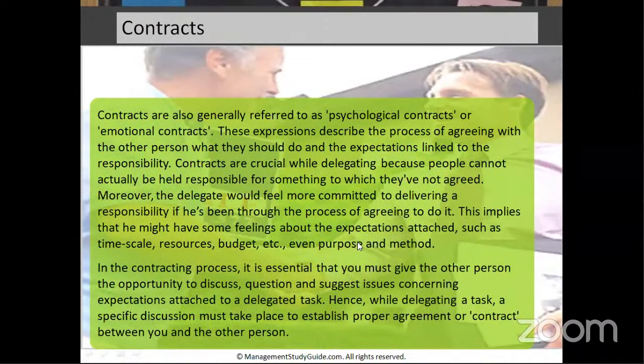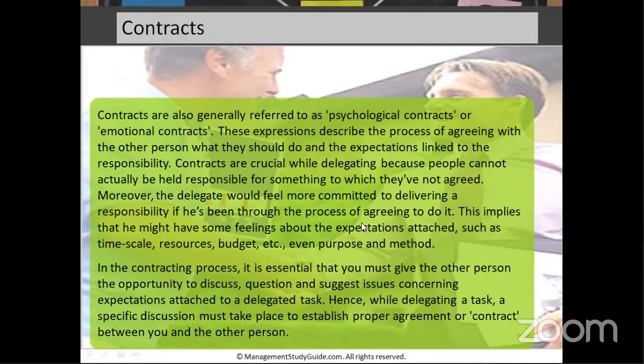Contracts. Contracts are also generally referred to as psychological contracts or emotional contracts. These expressions describe the process of agreeing with the other person what they should do and the expectations linked to the responsibility. Contracts are crucial while delegating because people cannot actually be held responsible for something to which they have not agreed. Moreover, the delegate will feel more committed to delivering a responsibility if he has been through the process of agreeing to do it. This implies that he might have some feelings about the expectations attached, such as timescale, resources, budget, and so on, even purpose and method.